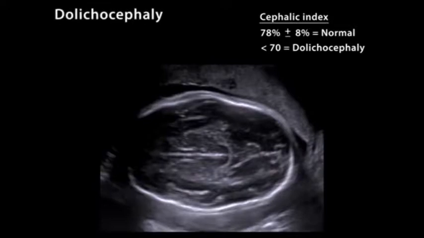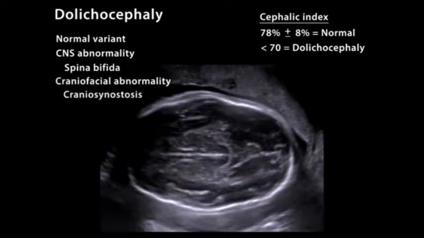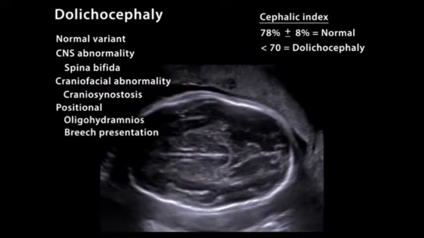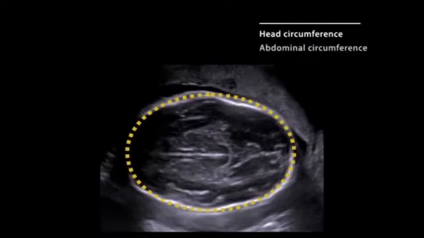Dolichocephaly may be a normal variant or may be observed in the setting of a central nervous system abnormality such as spina bifida, a craniofacial abnormality such as craniosynostosis, or may be positional due to oligohydramnios or breech presentation. With dolichocephaly, only the head circumference, abdominal circumference, and femur length should be used to calculate gestational age.